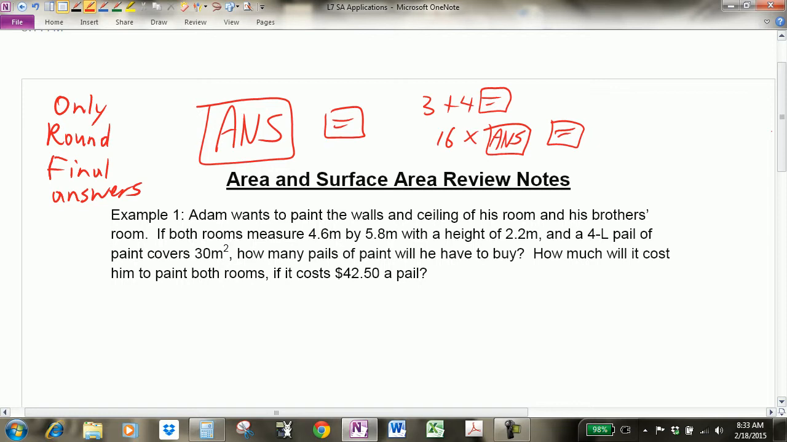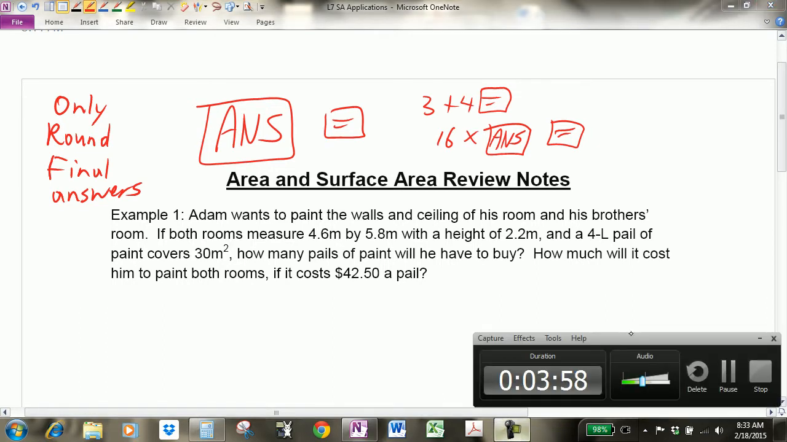Okay, today we're looking at this question, surface area, applications. I want you to read it, underline the important information. Go. Read it, underline the important stuff. Now in your textbook, don't underline, just write it down.